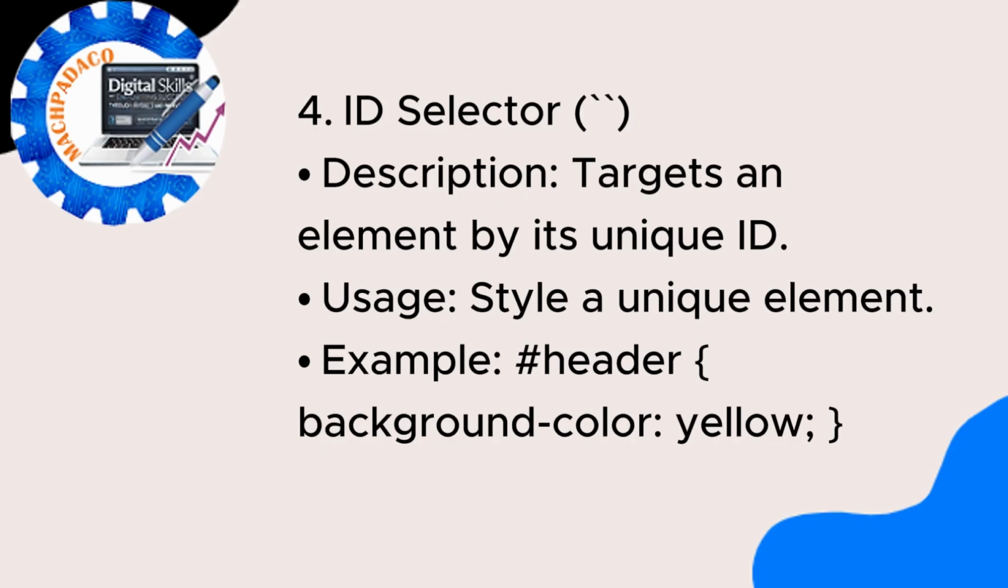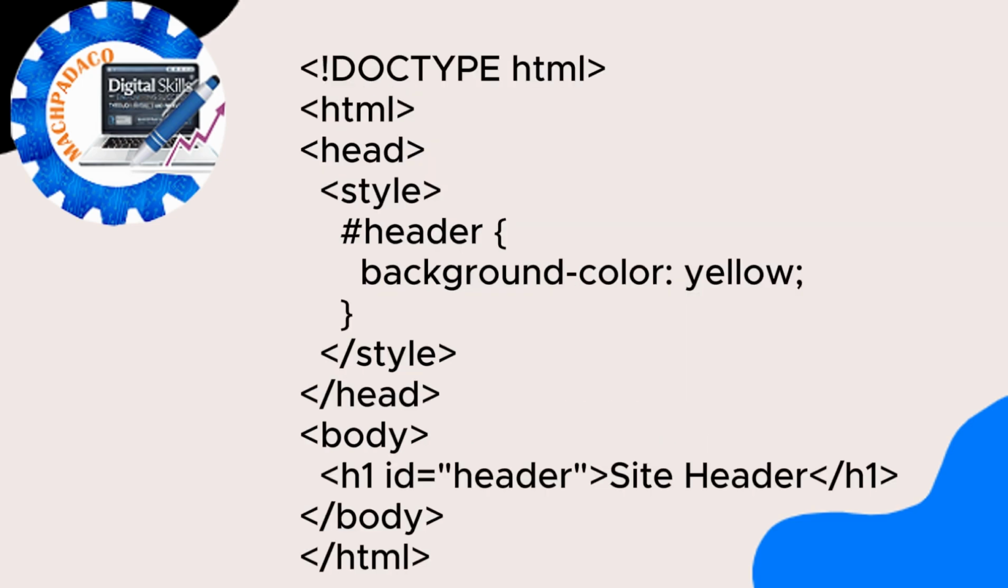Description. It targets an element by its unique ID. Usage. Style a unique element. For example, we have hashtag header, background color yellow. Then this is our HTML code.